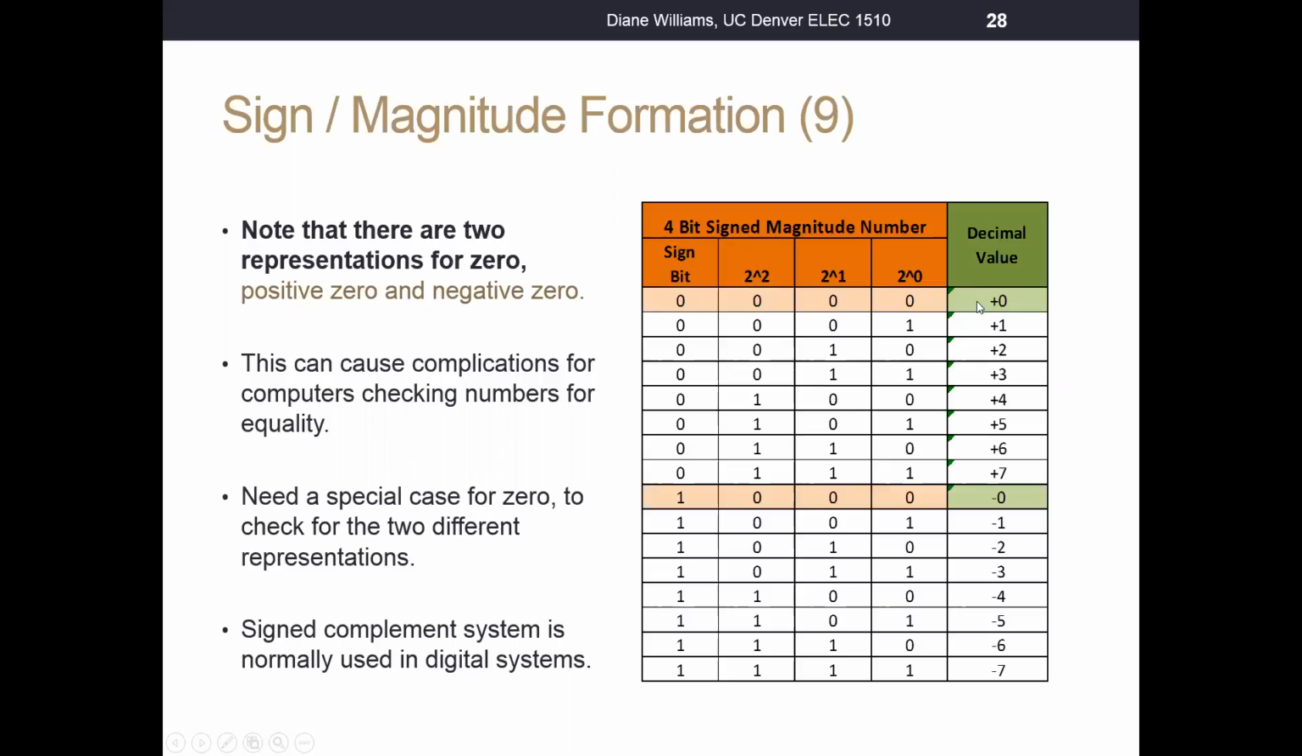scroll wheel got me, right? If we have separate representations for 0, because -0 and +0 are the same thing. 0 is just 0. So that special case can cause us to either create more hardware or different software interpretations, and it's inefficient. So this was one of the first forms that was proposed to keep track of signed numbers in digital computer systems. Then another system that was proposed is what's called the sign complement system.